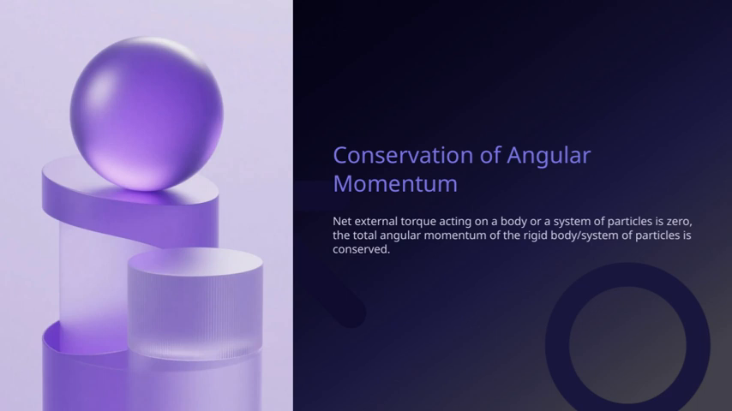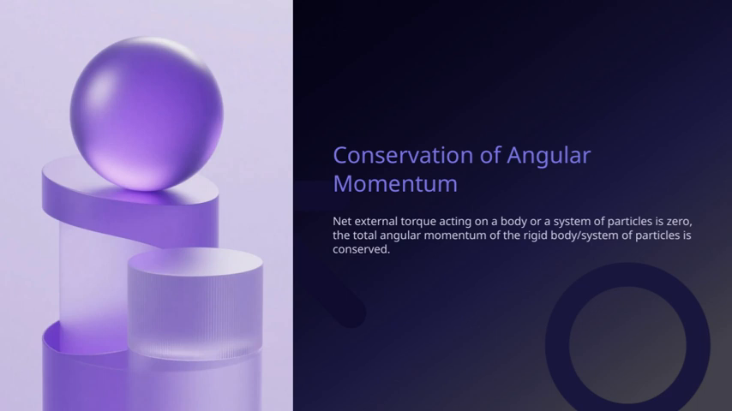Essentially, if no external forces are twisting or rotating the system, its angular momentum doesn't change. This principle is fundamental because it helps us understand how objects move when no external influences are in play. It's very similar to the conservation of linear momentum, but here, we're focusing on rotational motion. So, whether you're analyzing a spinning figure skater or the orbit of planets, this concept tells us that without external torque, their angular momentum stays the same.